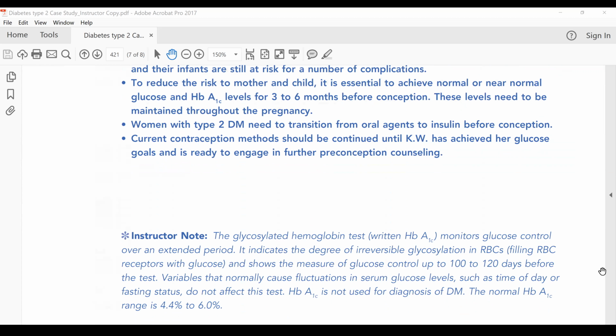You said 120 days? Yeah, it's right there. Oh, okay. So up to 100 to 120 days before the test. Oh, okay.